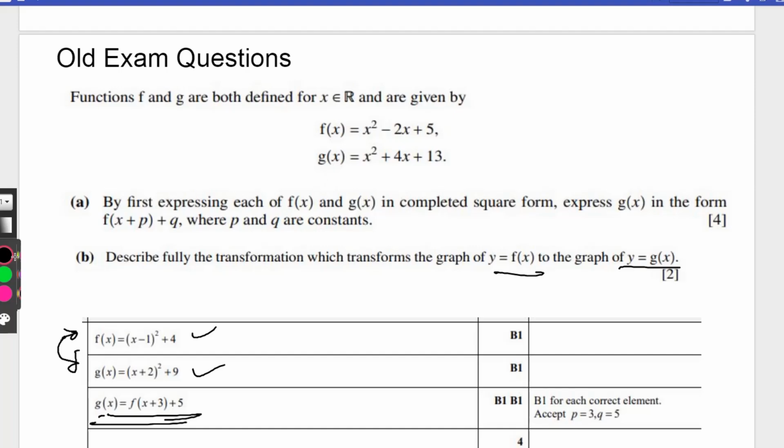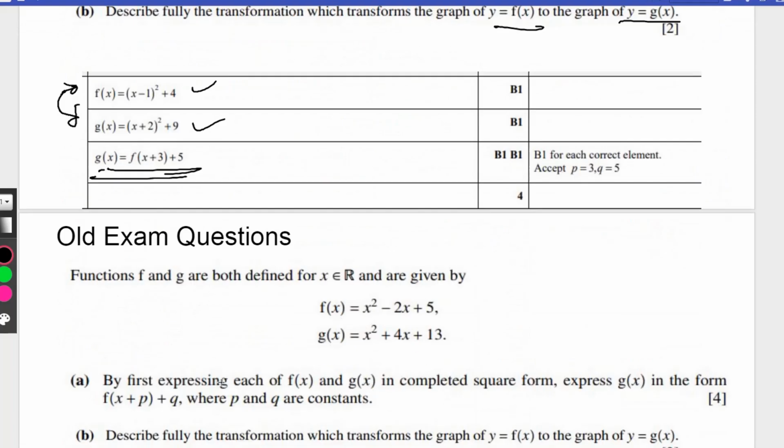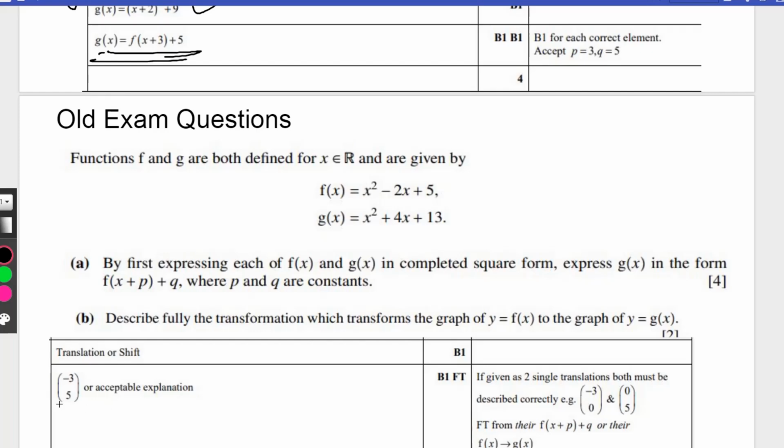Okay, hopefully you did that and see, obviously this is a translation. I mean, we've seen it, right? This is going to move to the left, it's going to move to the right or up and down. All we got to do is put this down in vector form and it will accept it. You can separate them, but this is what happened. It went left by 3 and it went up by 5.